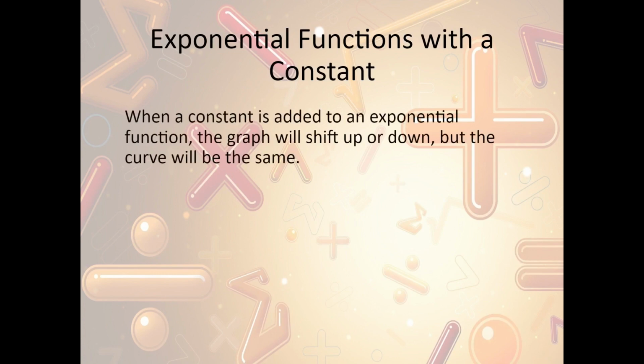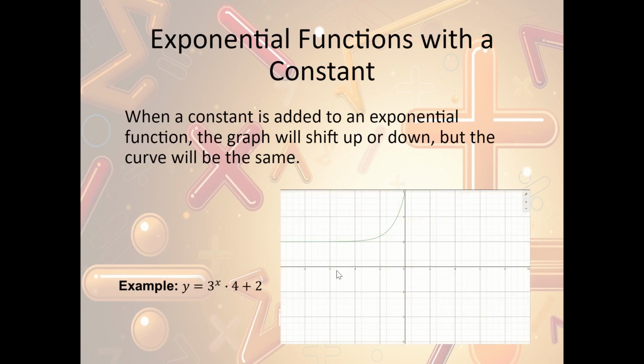So when a constant is added to an exponential function, the graph will shift up or down, but the curve will stay the same. So if we had y equals 3 to the x times 4 plus 2, then it would look like this. So it would look exactly the same as y equals 3 to the x times 4, except we're going to slide it up 2 units. So now the line it doesn't cross is y equals 2 instead of the x-axis.